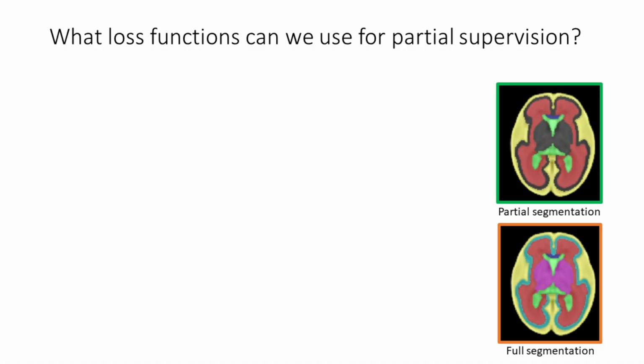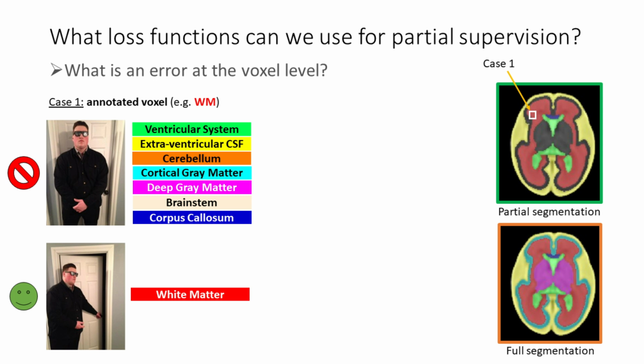The underlying question for defining a segmentation loss function is what is an error at the voxel level? In partially supervised learning, there are two types of voxels. First, the annotated voxels, like in fully supervised learning. In this case, every tissue type except the known true tissue type is an error. Second, the non-annotated voxels, and this is what is specific to partially supervised learning.